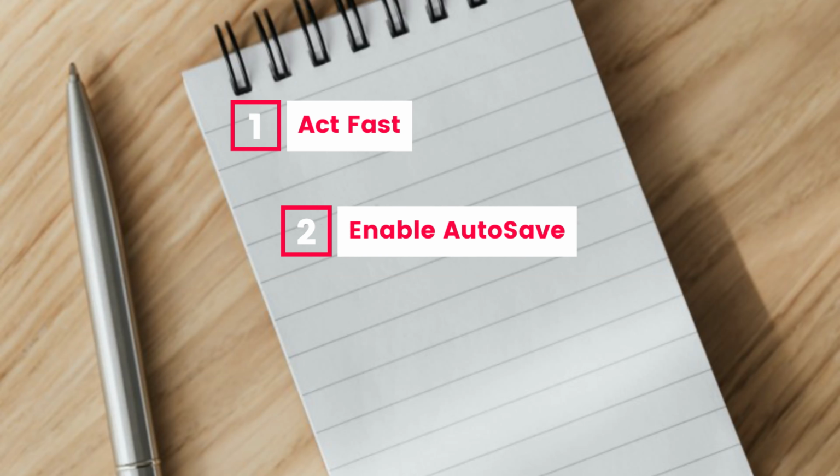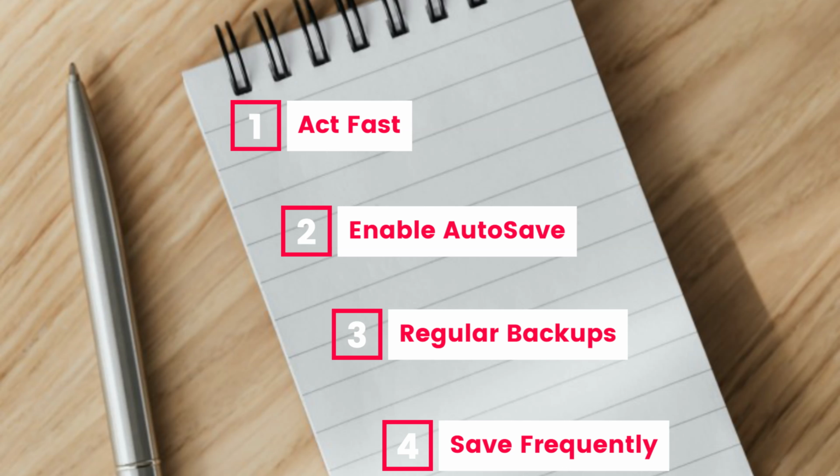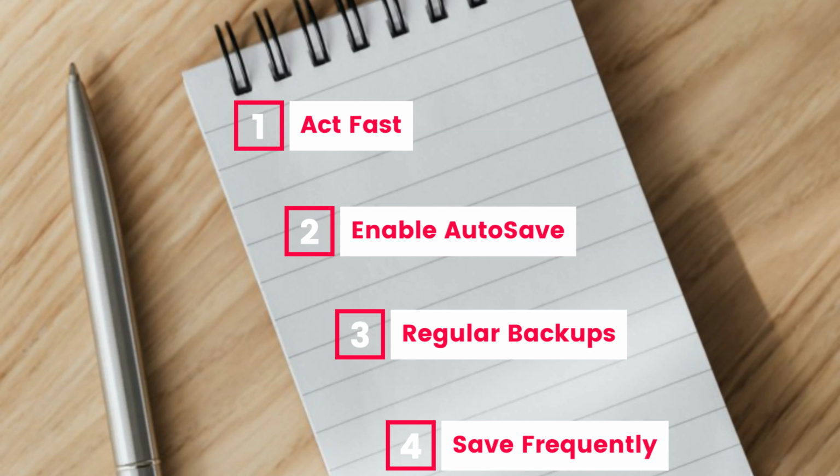Before we wrap up, let's quickly cover a couple of preventive tips to save you from this stress in the future. 1. The files inside the Word folder vanish after a few days, so act fast. 2. Enable Autosave. If you're working on important documents, consider enabling Autosave in Microsoft Word. 3. Regular backups. Use cloud storage services like OneDrive or Google Drive for real-time backups. 4. Save frequently. It might sound basic, but hit that save button often. In the end, a little preventive measure goes a long way in protecting your work.